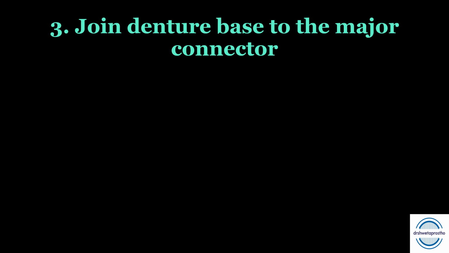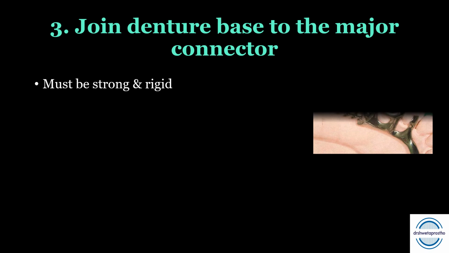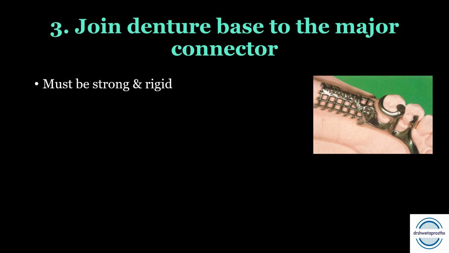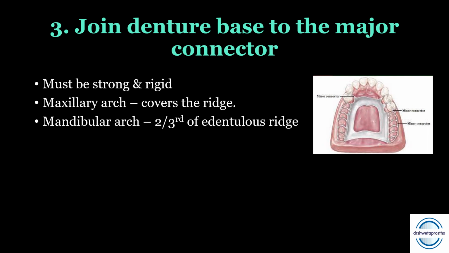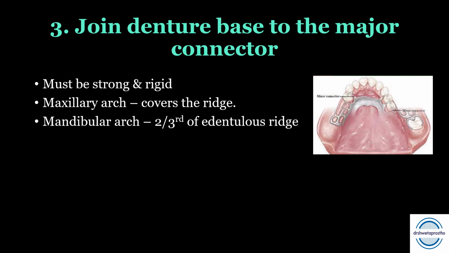Now the third type of minor connectors are those which join the denture base to the major connectors. They must be strong and rigid. For the maxillary arch, they should cover the whole of the ridge till the tuberosity, and for the mandibular arch, they should cover 2/3 of the edentulous ridge. As we can make out from the picture, this type of minor connector will be present on the saddle area, on the edentulous ridge area, which will connect to the denture base.